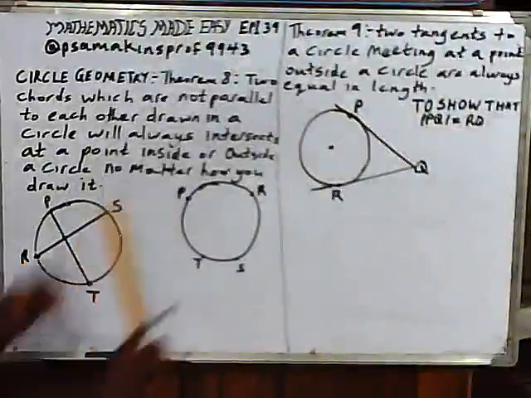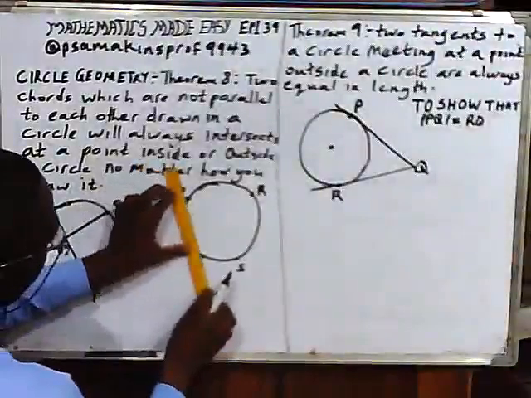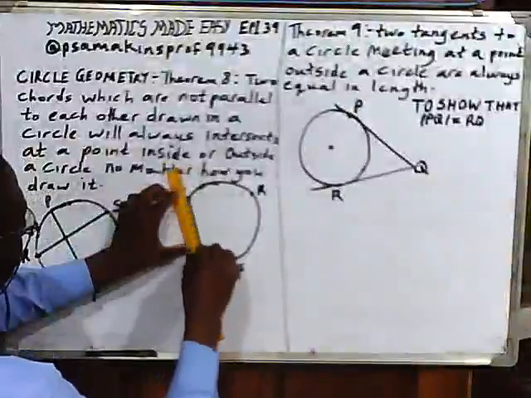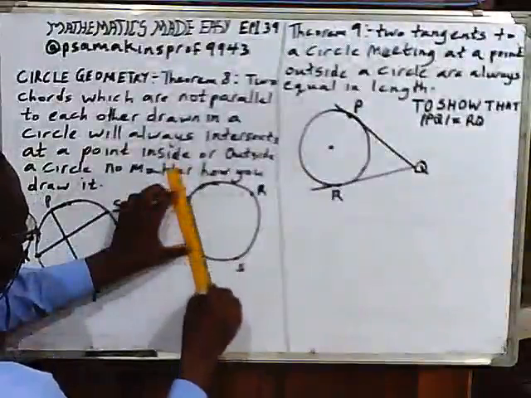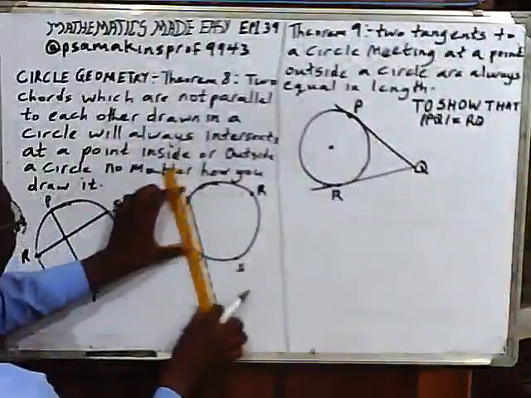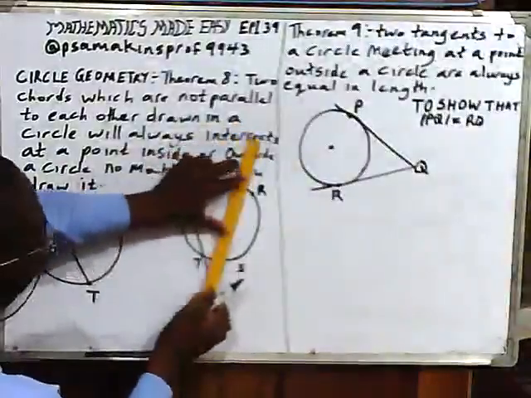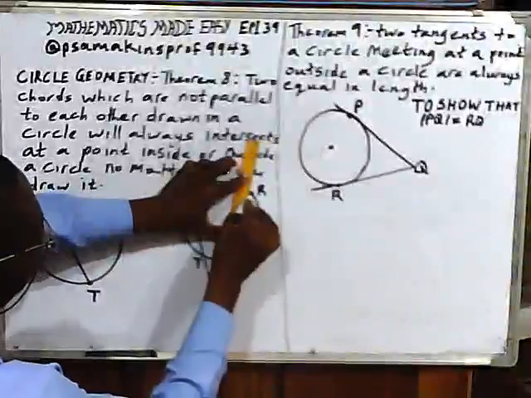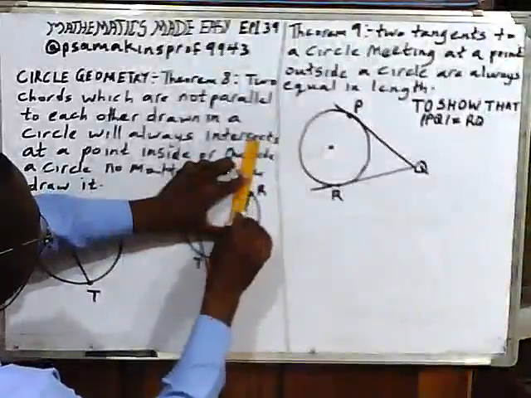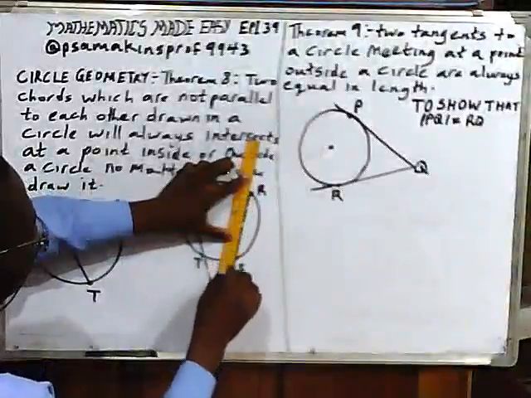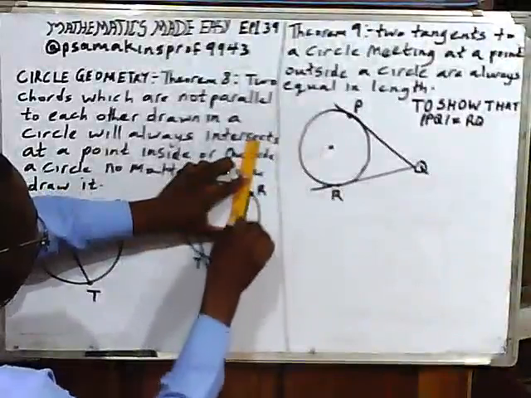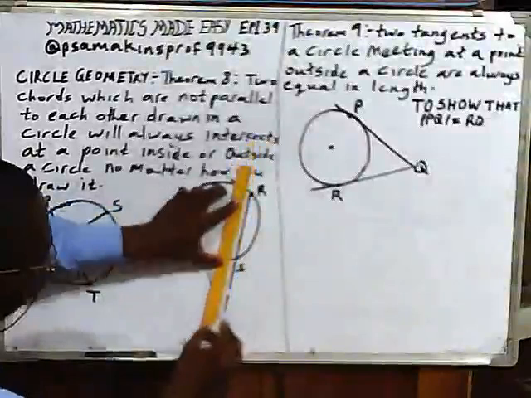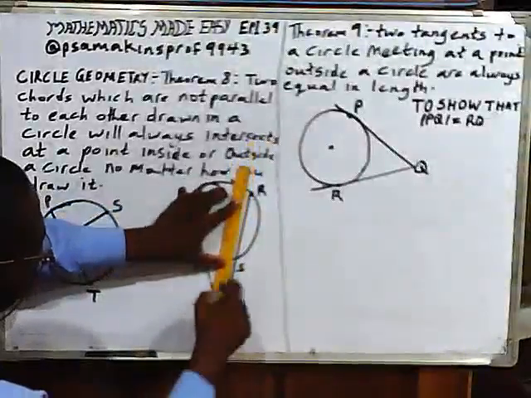We can as well have this chord PT again by construction. We have the straight line here. Let's make this one dotted line. No matter how you draw it, provided the two chords drawn to that circle are not parallel to each other, then they have to meet at a point, either inside or outside that circle. Can you see? You can draw this.